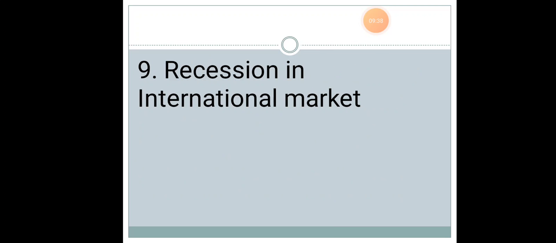The last thing under the causes is recession in the international market. Recession means any kind of loss in the market, any kind of loss in a particular company. This is known as recession in the international market. Why the international market? When any problem arises in the international market, maybe in Europe, America, or any of the Arab countries, it will be very difficult for the people in India to export and import things. So this is one of the major problems.